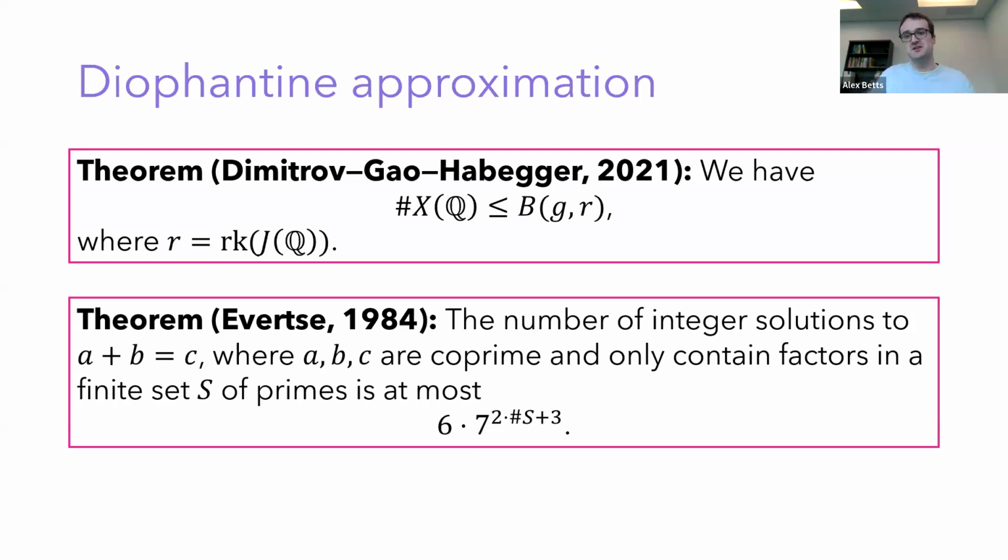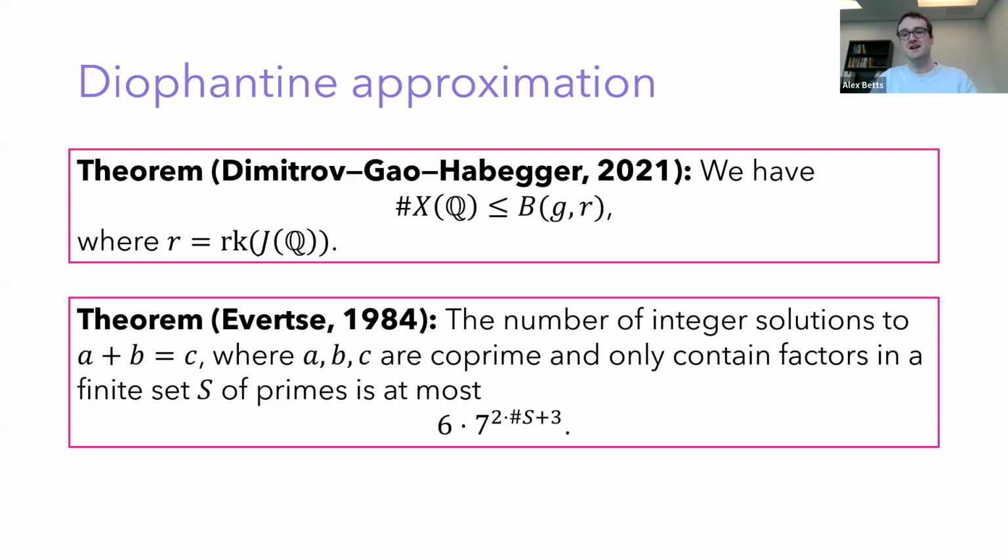So the S-unit equation is: someone gives you a finite set of primes, this S, and you're trying to solve the equation A plus B equals C, where you take co-prime integers A, B, and C, and the only prime factors you're allowed to see in them are those ones in S. And Evertse gives this lovely exponential bound on the number of solutions to this equation just in terms of the size of S.